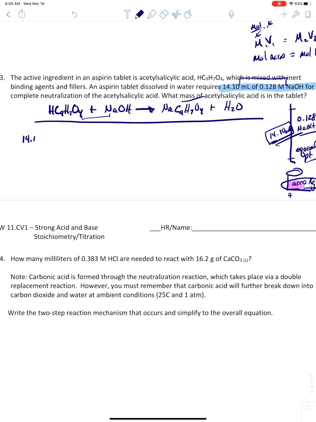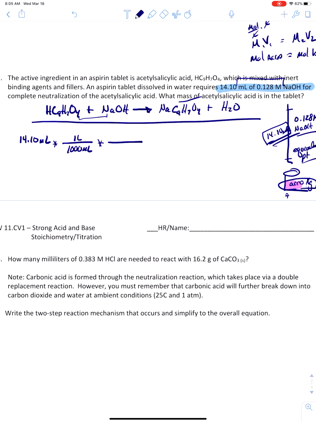So this is just like a stoichiometry problem for the most part. You don't always have to do it this way, but I think this is the easiest way to set it up. So 14.10 milliliters, 1 liter is 1,000 milliliters. Now this is the volume. We're going to have to change it to liters because this is moles per liter, not per milliliter. Then we multiply the volume times the molarity. The molarity on this one is 0.128 moles of sodium hydroxide in 1 liter of sodium hydroxide. This whole thing gives you the number of moles of sodium hydroxide.